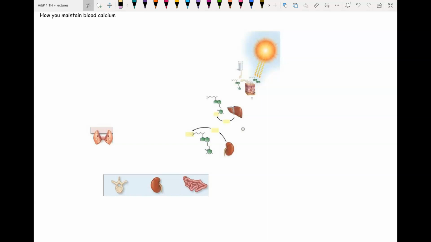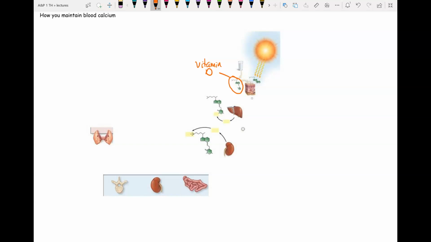We're going to take one final look here at maintaining blood calcium, and we're going to go into more detail about PTH and its synergistic partner, calcitriol. We're going to begin this story with vitamin D. This molecule right here is vitamin D. And there are two ways you can get vitamin D. We already talked about this in chapter 6.